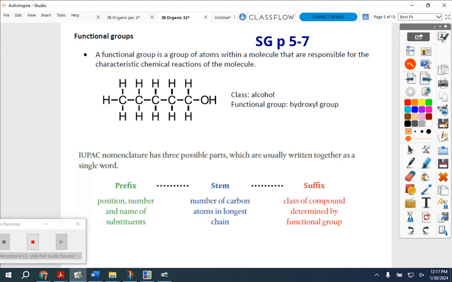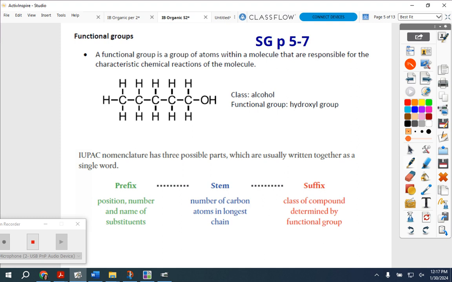So you're not going to have to do too much with naming the functional groups the way that you did in the packet for the alkanes. We'll do a little bit with that, so that you understand what's going on in the charts in your study guide. The way the naming system is set up, we've already kind of dealt with prefix and stem, and a little bit with suffix.